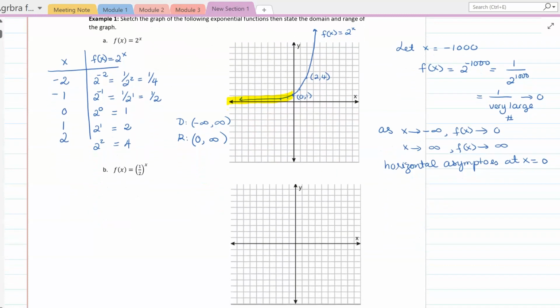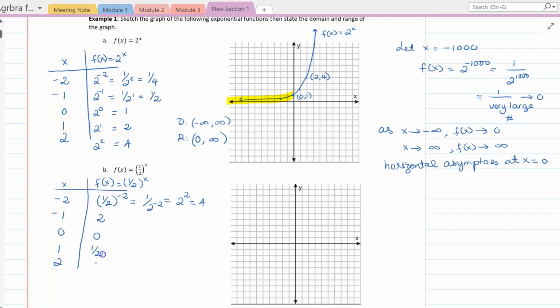In the next case, f of x equals 1/2 to the exponent x. Let's pick values for x and calculate the value of f of x: -2, -1, 0, 1, 2. So 1/2 to the -2 is equal to 1 divided by 2 to the -2, which equals 2 squared, which equals 4. Similarly, we get 2, 1, 1/2, and 1/4.